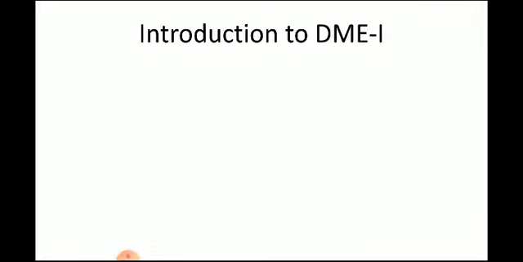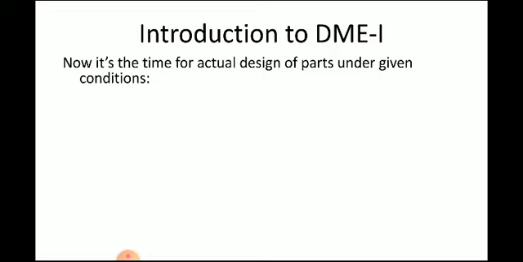Now actually we are going to start with the introduction of DME 1. Okay, so what does it show? It simply gives this is the actual time for a design of parts under given condition. Okay, this is the actual time. Up till now we have done only the analysis, but right now the time has come, we have to design a particular machine element under a given condition.